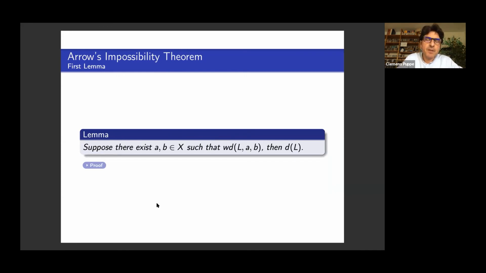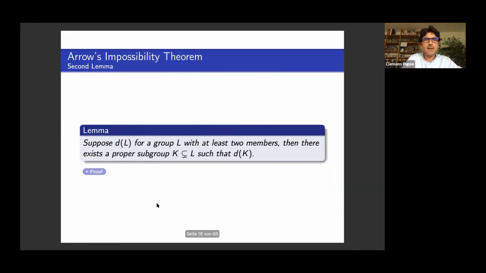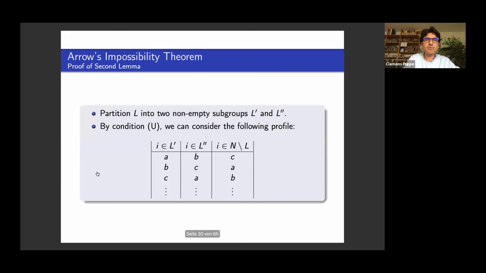I suppose, to be honest, that you want to look at the proof again and perhaps ask me questions about the proof tomorrow, which is totally okay if you want to do that. Now let's go to the second lemma. The second lemma says that if you have a group that is decisive for everything, and it has at least 2 members, then there must exist a proper subgroup that is still decisive. Here is the proof. It's just as short, and then we are done for today, actually. I will finish on time, no worries.